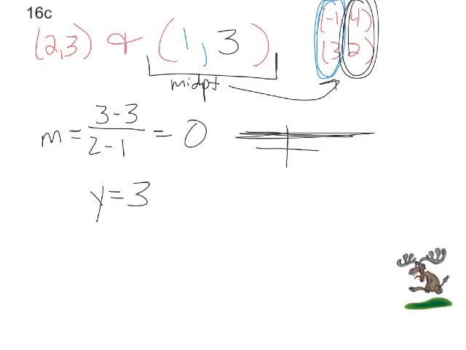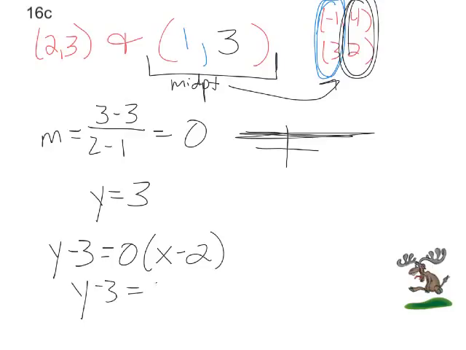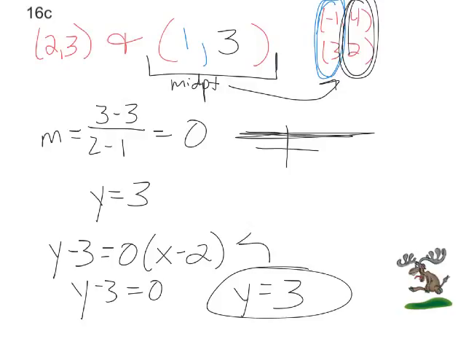But if we wanted to go through the process of using point slope form, y minus 3 is equal to 0 times x minus 2. And the 0 cancels, and y minus 3 equals 0, y equals 3. So whichever approach you want to take, I think plugging it in like that would probably be easiest because it's the most common way. And then if you wanted to simplify it, that would be awesome.